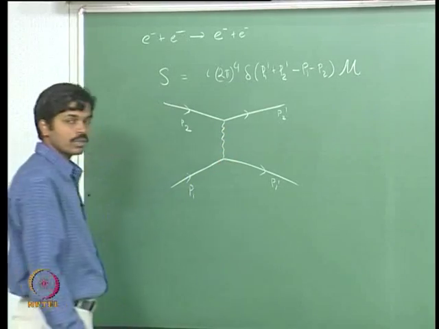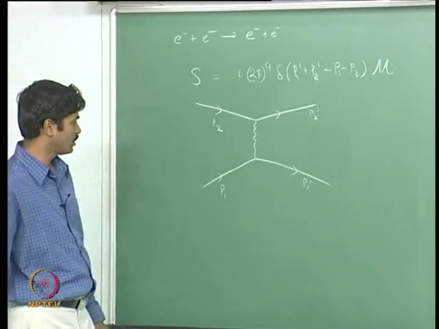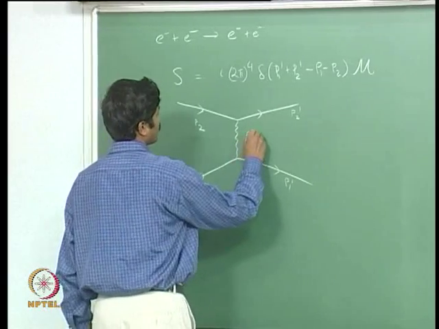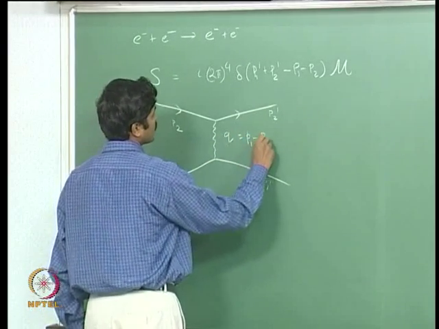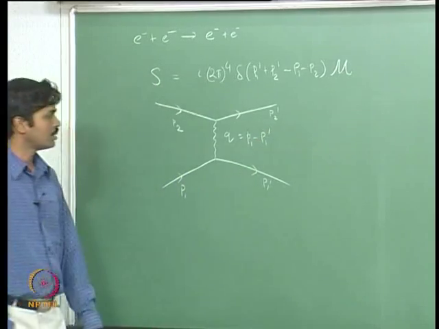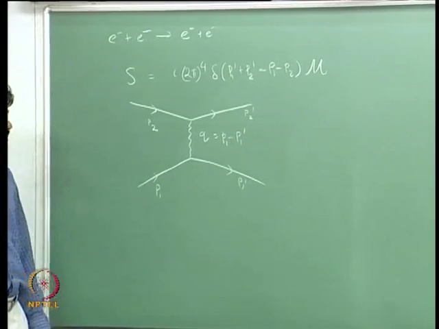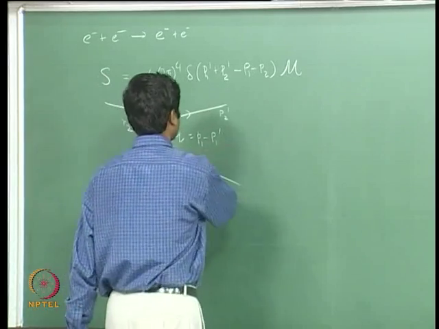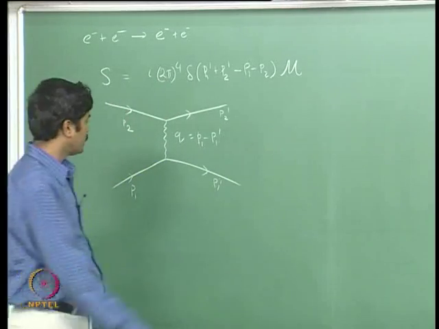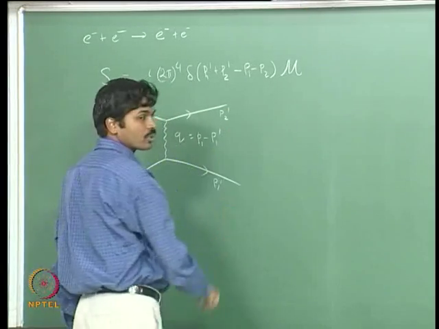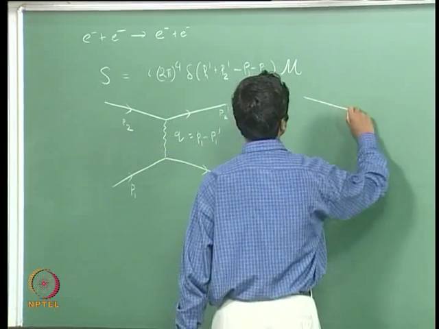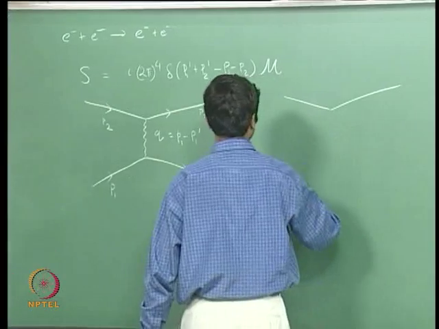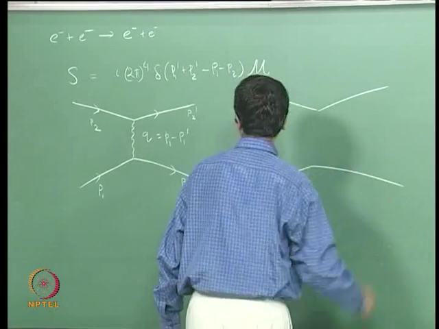The exchange of a virtual photon whose momentum is given by p1 − p1'. The other diagram is obtained from this one by exchanging these two outgoing electrons. So, this is the diagram for the second process.